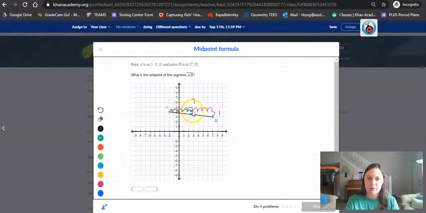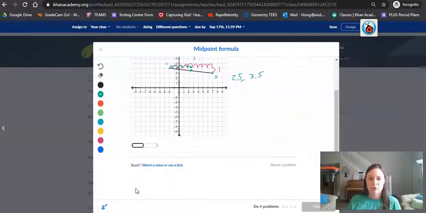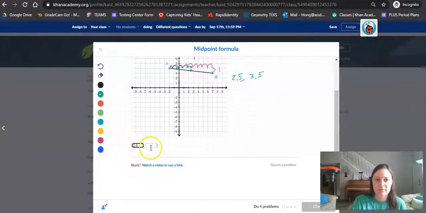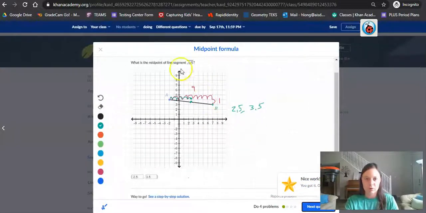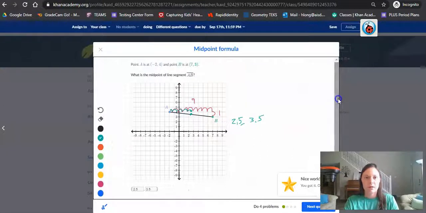And so that comes out as a decimal. That is at 2.5 is where I graphed that point. And positive 3.5. So that's the way I put in 2.5 for my x, 3.5 for my y. And if that's confusing to you, remember you can go through and do it with algebra.